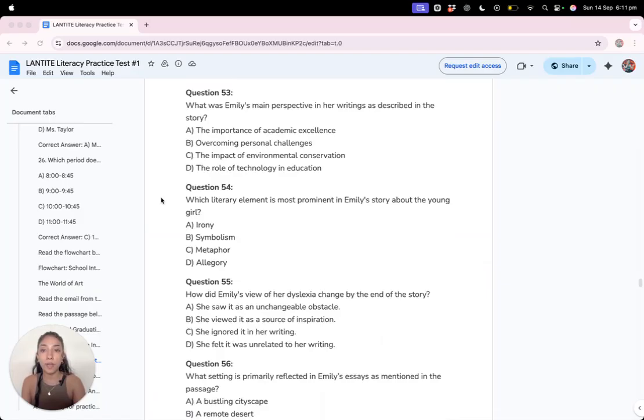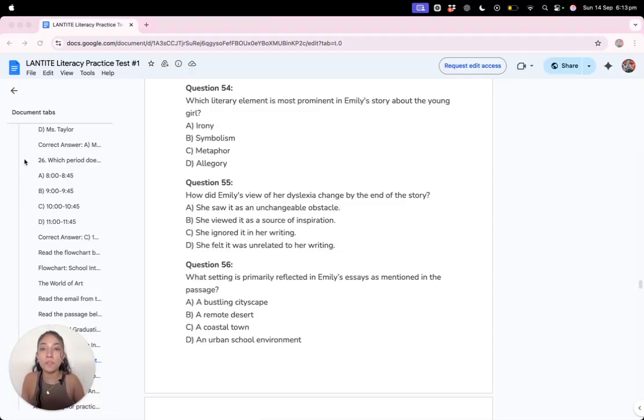So question 53. What was Emily's main perspective in her writings as described in the story? A, the importance of academic excellence. B, overcoming personal challenges. C, the impact of environmental conservation. And D, the role of technology in education. So if you've read the passage, then you will know that it's B, overcoming personal challenges. And that's because Emily's writings frequently touch on themes of resilience and overcoming challenges, reflecting her own experiences with dyslexia.